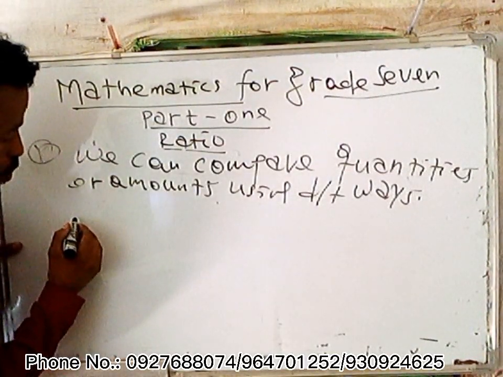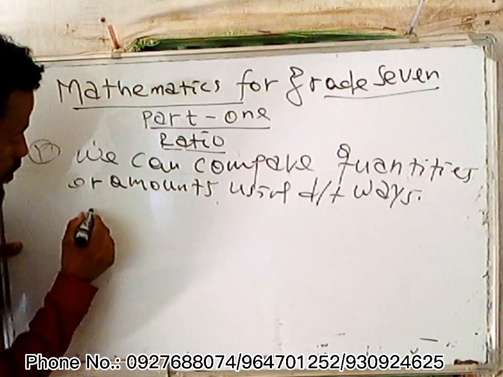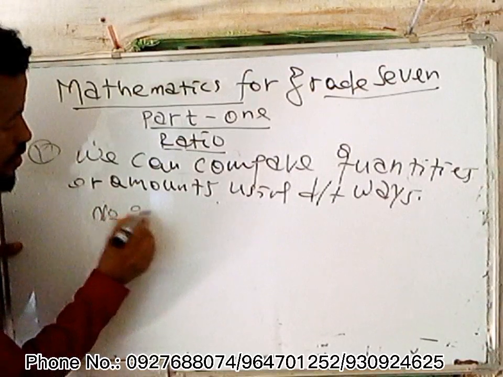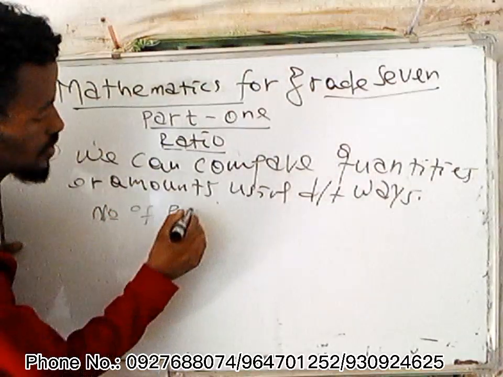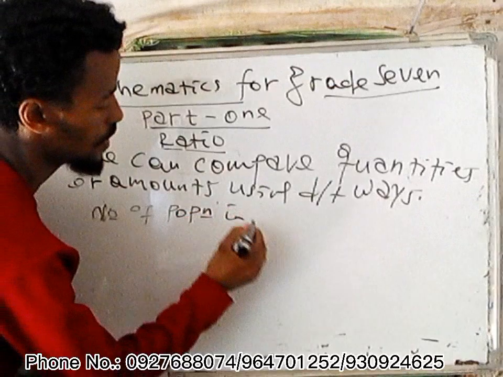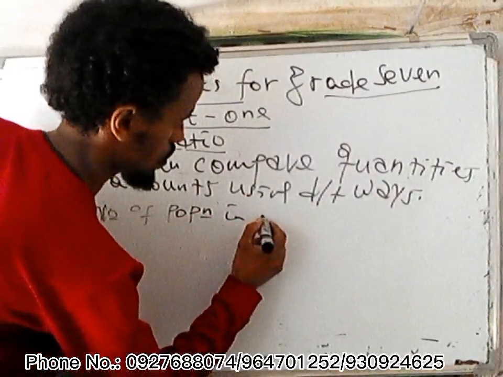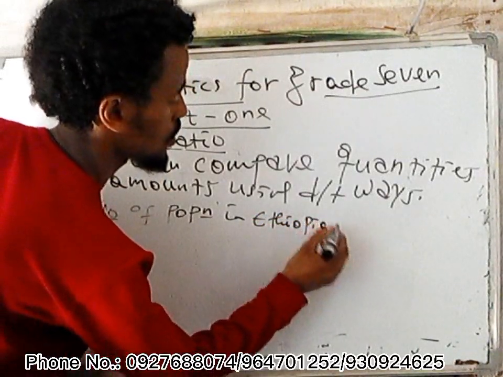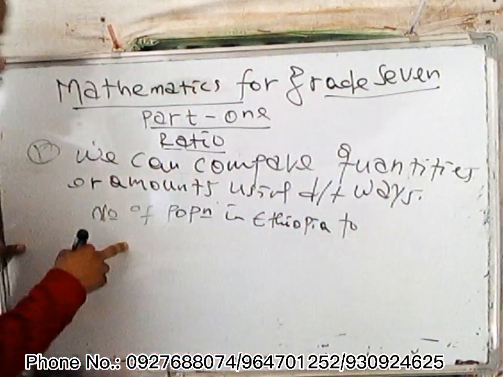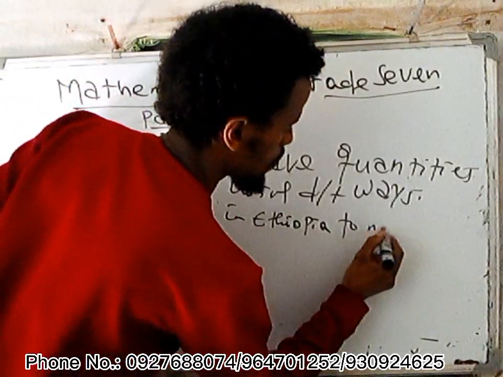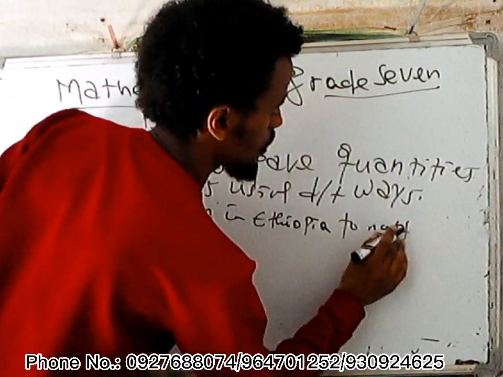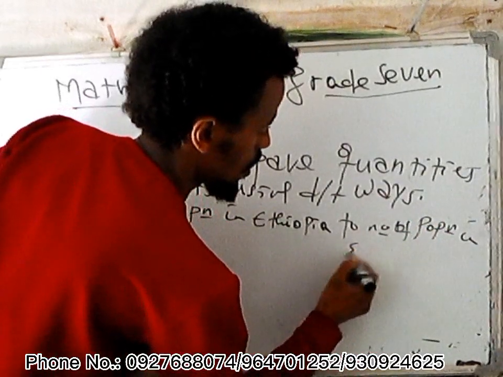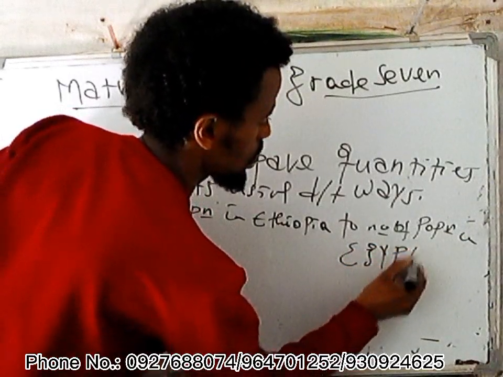That's an example for part to part ratio, that is number of population in Ethiopia to the number of population in Egypt.